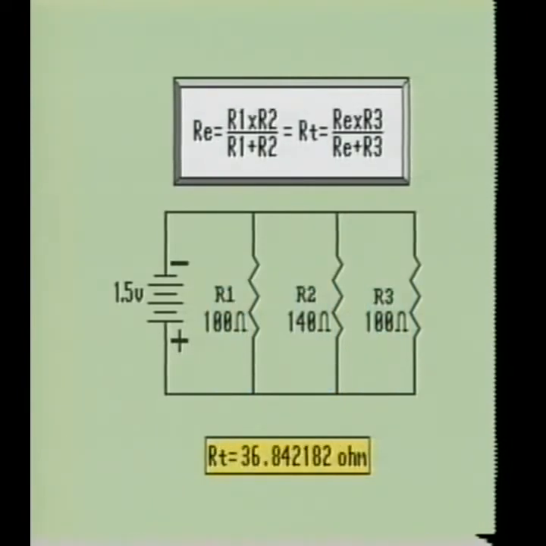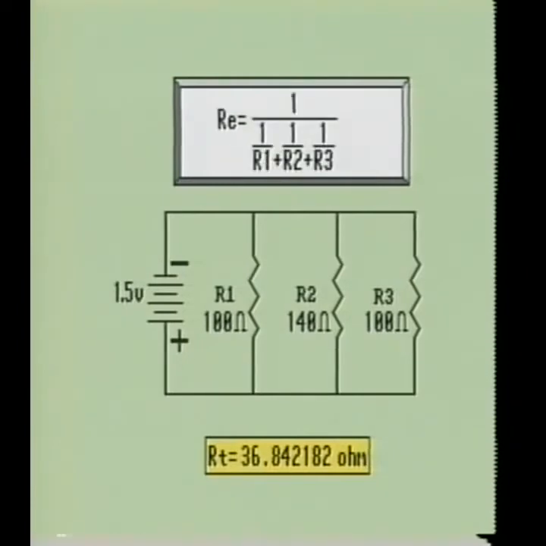We can also figure the total circuit resistance by using one of the two parallel resistance formulas. When using this formula, we can only calculate for two resistors at a time. When we multiply 100 times 140, our formula becomes 14,000 divided by 240. When we divide this out, we get the equivalent resistance of 58.33333 ohms. We will now use this equivalent resistance and the value of R3 to calculate the total resistance of this circuit. Our formula now becomes 58.333 times 100 divided by 58.333 plus 100, or 5,833.333 divided by 158.33. It shows that the total circuit resistance is 36.842182 ohms. This is the same resistance value we obtained by using Ohm's law.